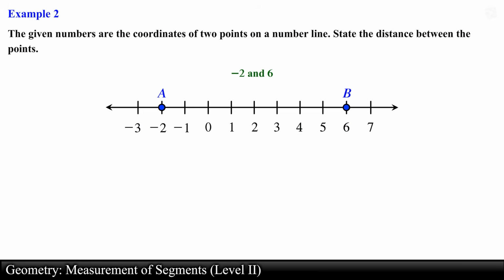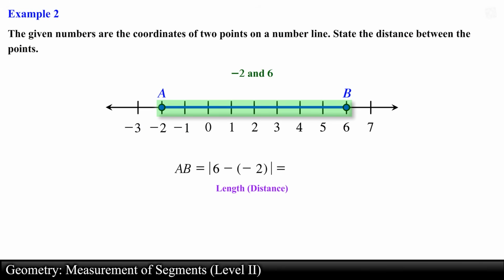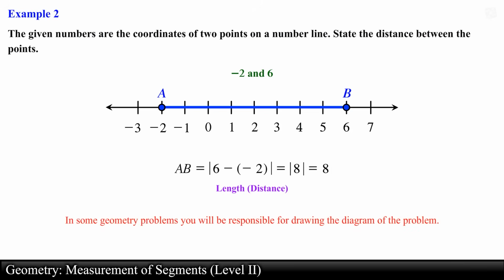Now that we have this visual as a guide, we can go ahead and find the length between point A and point B. Similar to the previous problem, we go ahead and find the absolute difference between the points' coordinates. Doing that and simplifying, we obtain 8 as our answer. Notice that in some geometry problems, you will be responsible for drawing the diagram of the problem. At times, you can get away with not drawing the diagram.